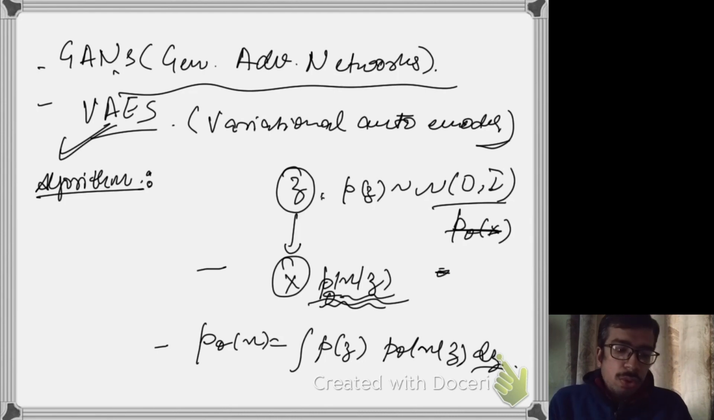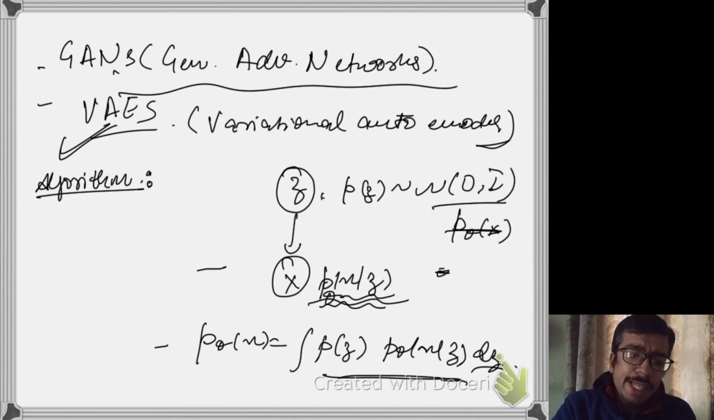Okay, so here the thing is that this is essentially an integral, and even if you have computed all these parameters, computing this integral might be intractable. So the question is: how do we train it? And the algorithm which these VAEs define is as follows: you have this particular input x.